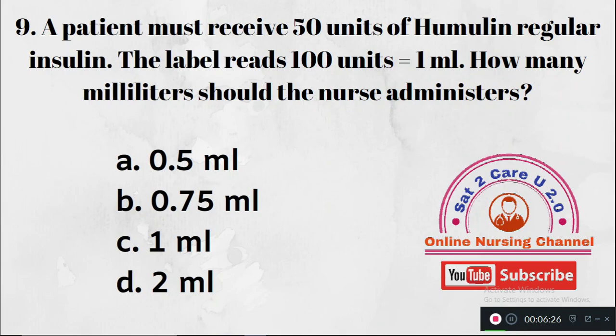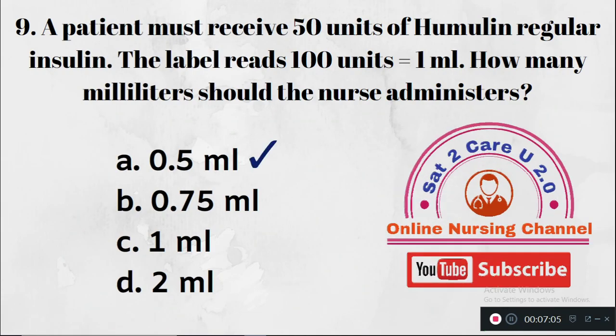Question number 9. A patient must receive 50 units of Humulin regular insulin. The label reads 100 units is equal to 1 ml. How many milliliters should the nurse administer? Option A 0.5 ml, option B 0.75 ml, option C 1 ml, option D 2 ml. So 100 units is equal to 1 ml. So 50 units you need to administer. Then how much ml? That is 0.5 ml.